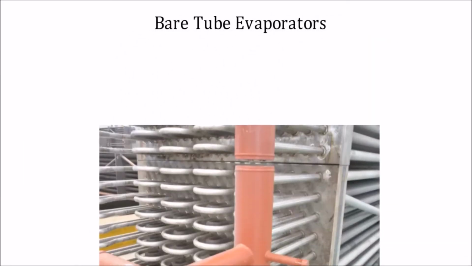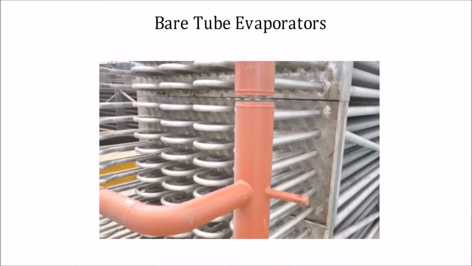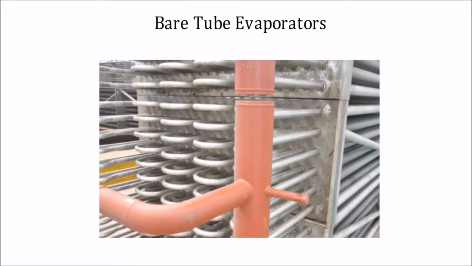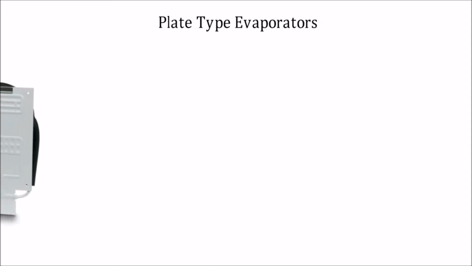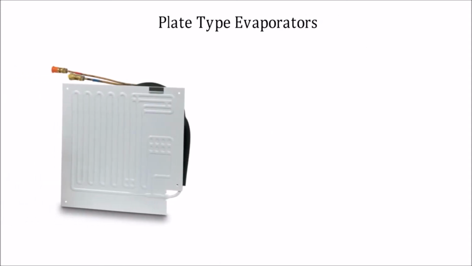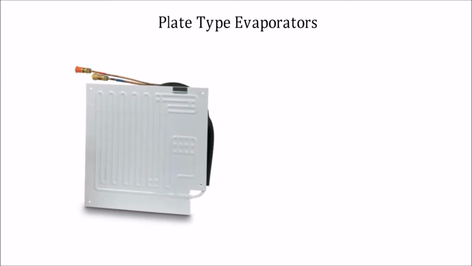Bare tube evaporators. They usually have a flat and zigzag shape or an oval trombone, each shape made through several turns of metal tubes. Plate type evaporators. In this type of evaporator, copper or aluminium is embedded in the plate of the evaporator, thus having a flat surface that is in full contact with the refrigerant.